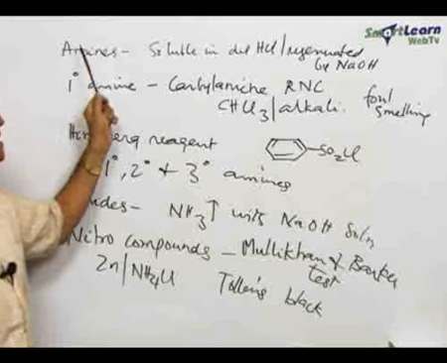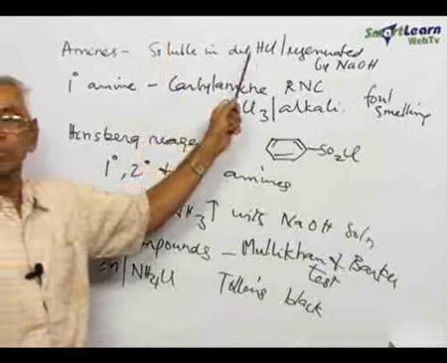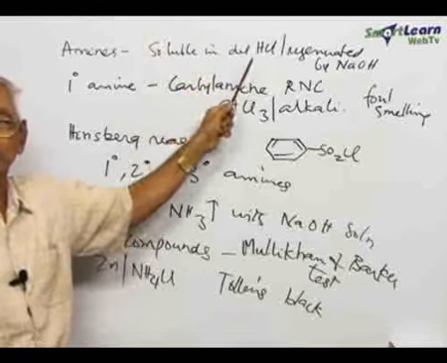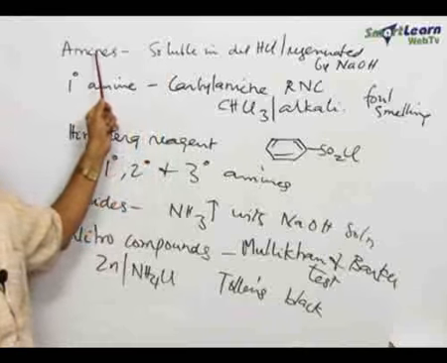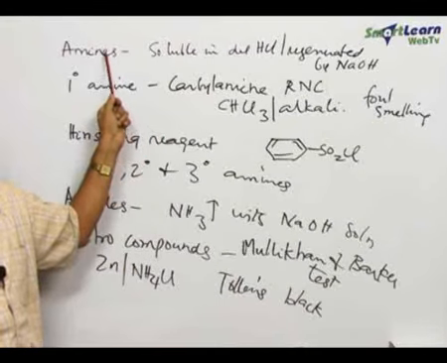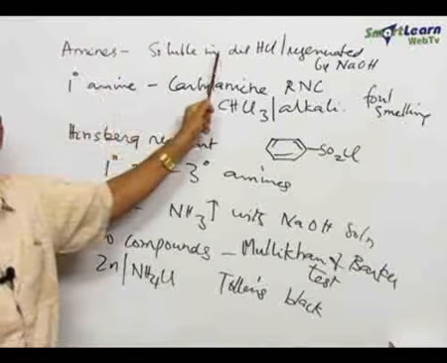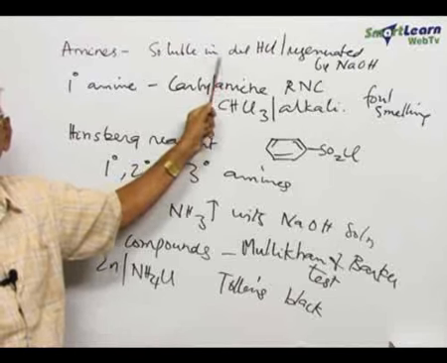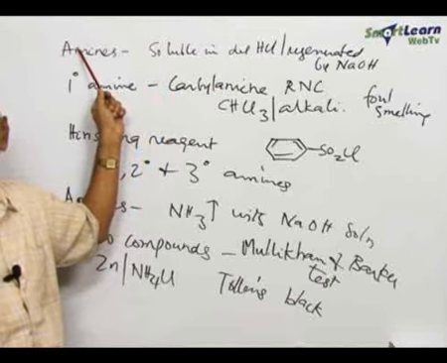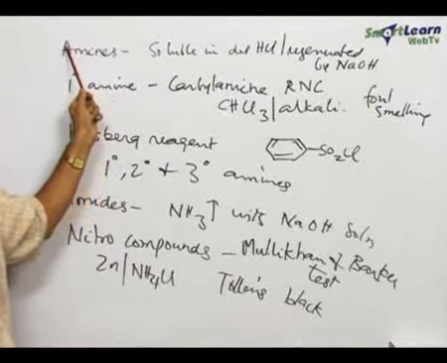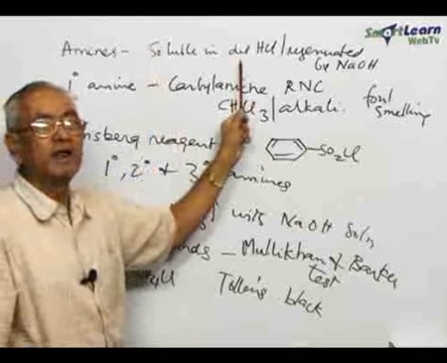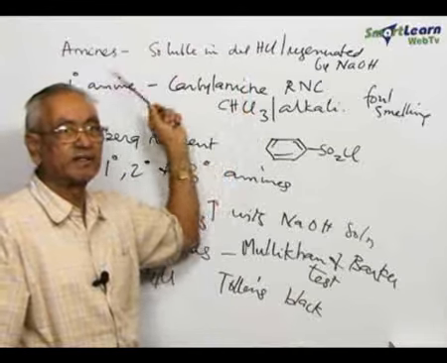As a base, as a rule, they are all soluble. If a compound is soluble in hydrochloric acid, then it indicates the presence of a basic nature in the organic compound. So, solubility in dilute HCl is a sure test for the basicity of the compound. So, solubility in dilute HCl is one of the tests for the amine.